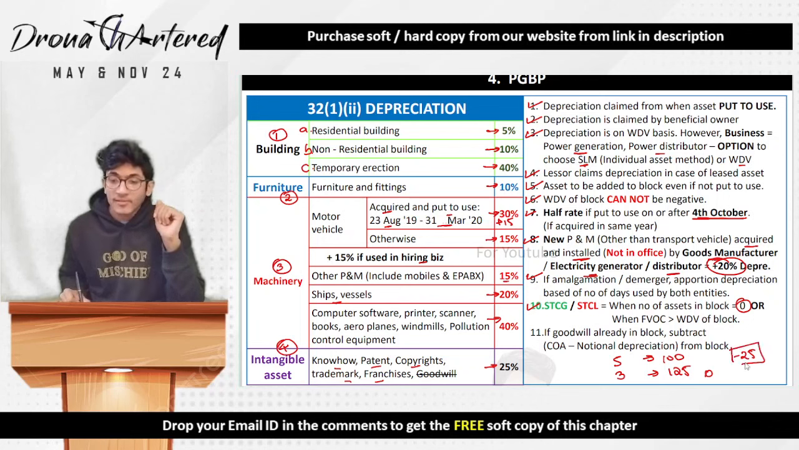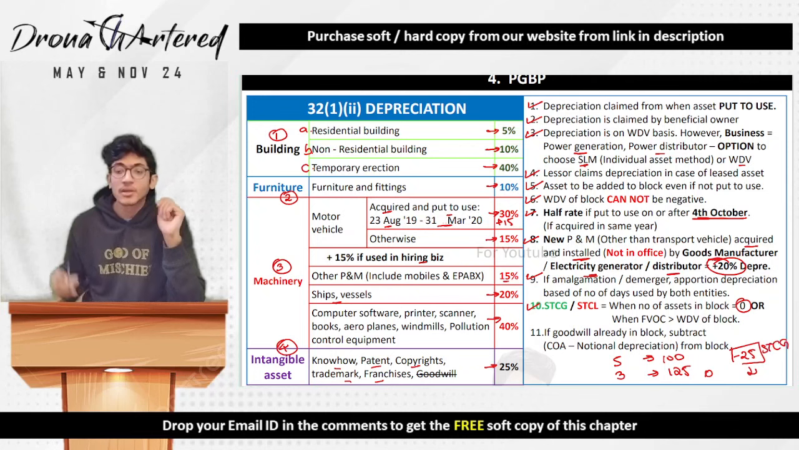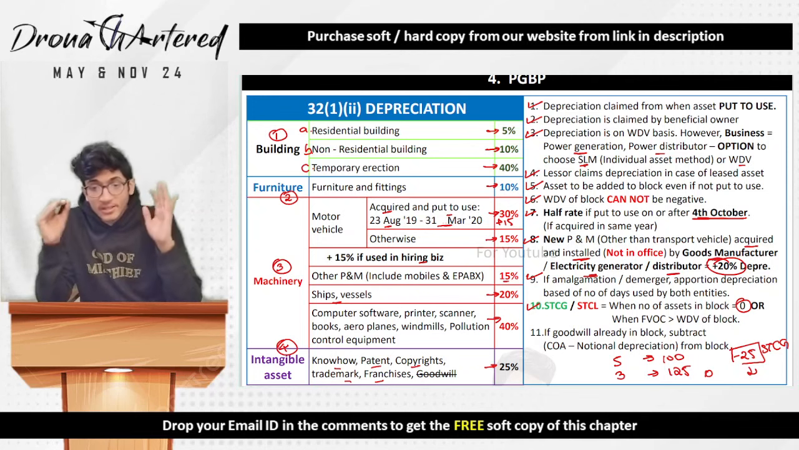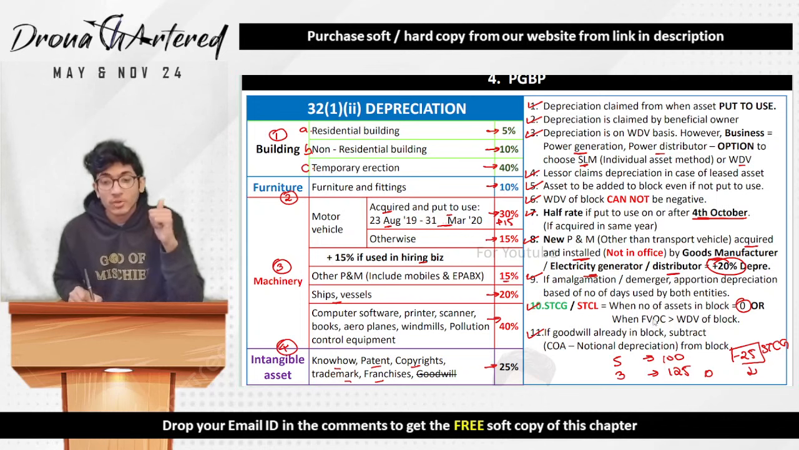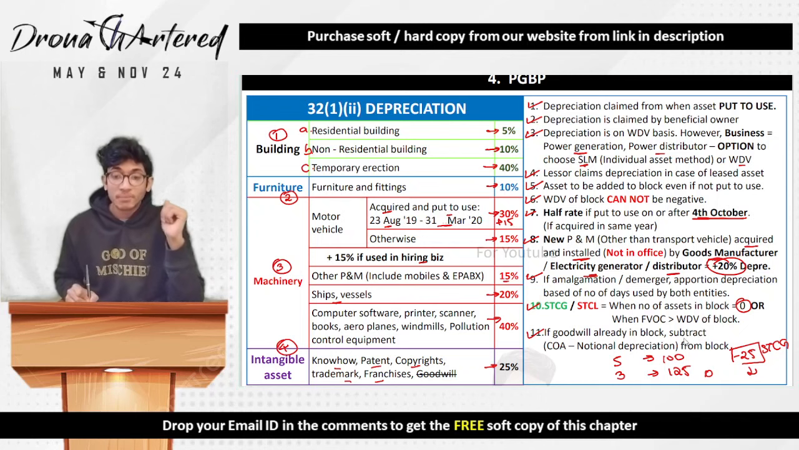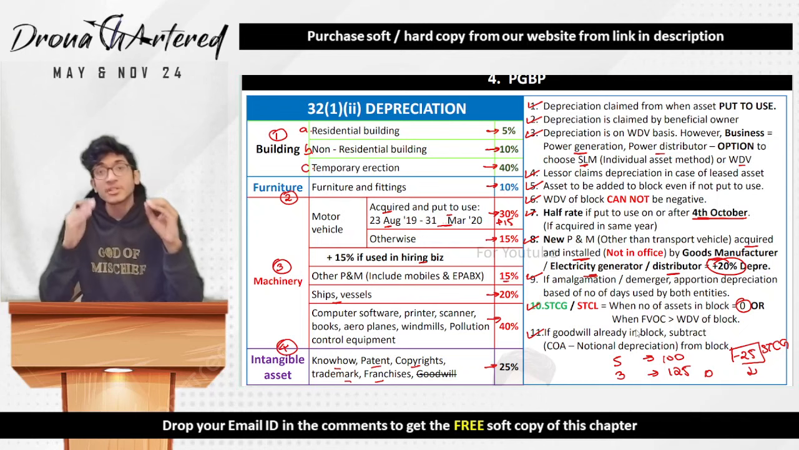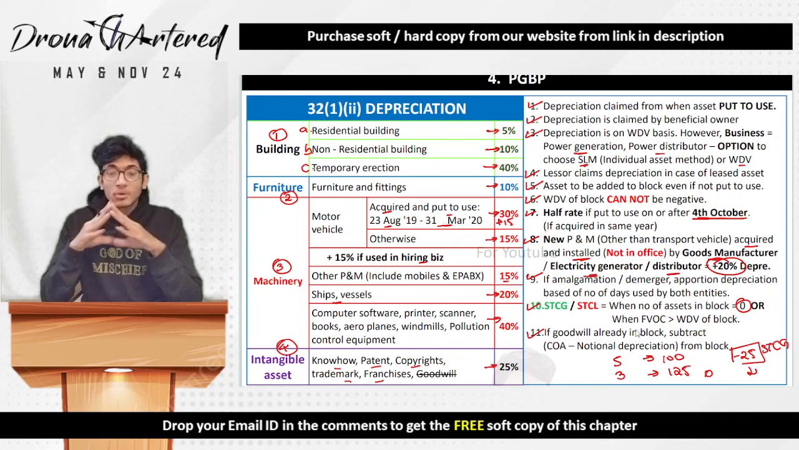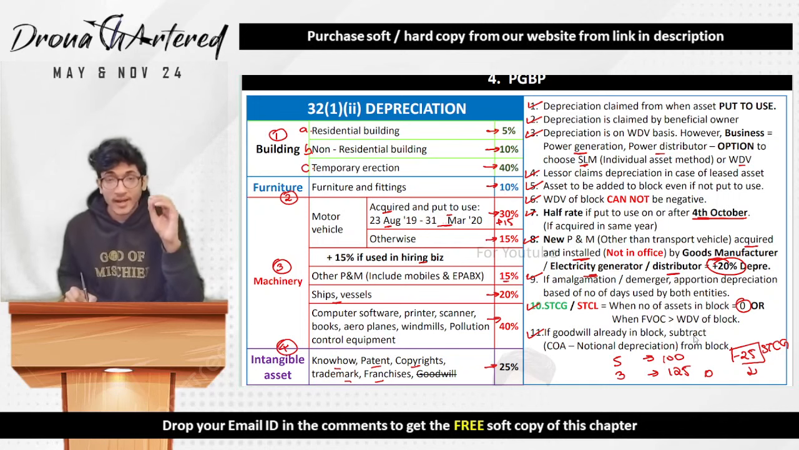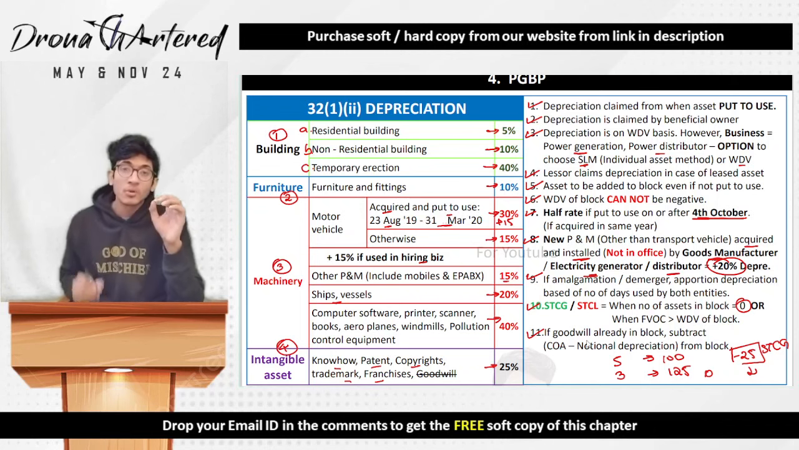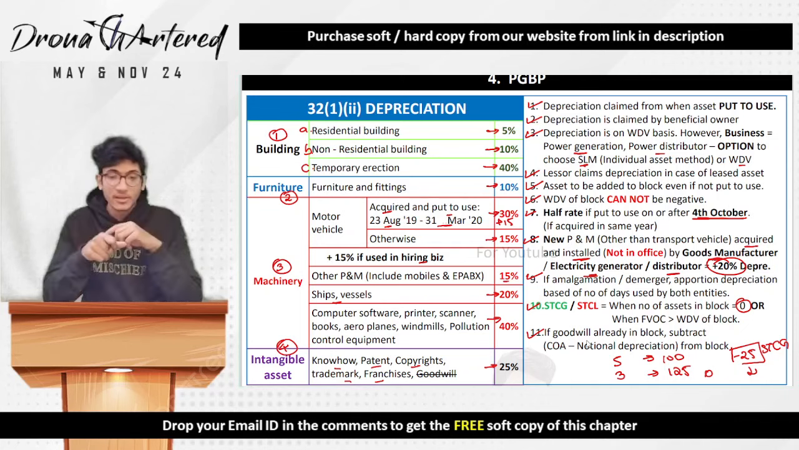And this 25 will become your short-term capital gain, that is your STCG. Okay, so this is your short-term capital gain and short-term capital loss. Next is if goodwill is already in block, that means earlier goodwill was allowed. So if goodwill was already in block, subtract your cost of acquisition minus notional depreciation from the block. That means what has already been allowed. You already remove what is left of the goodwill. You subtract that from the block so that your block is now goodwill free.